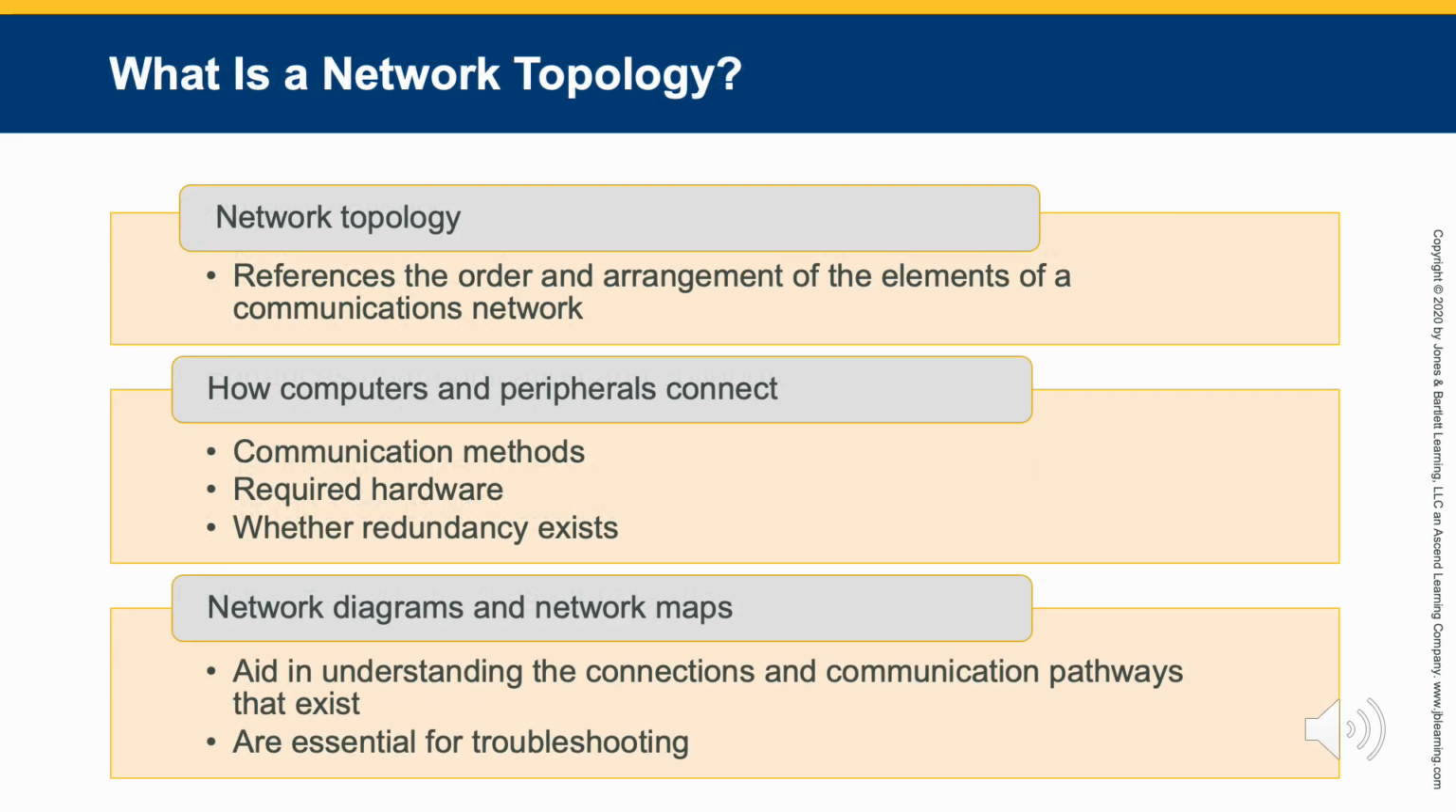What is a network topology? Network topology references the order and arrangement of the elements of a communications network. It also is how computers and peripherals connect, the communication methods, the required hardware, and whether redundancy exists. Network diagrams and maps also are part of the topology. They aid in understanding the connections and communication pathways that exist and are essential for troubleshooting.